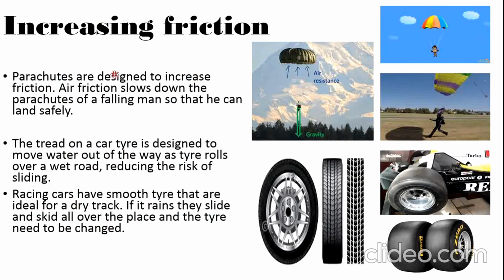Increasing friction. Parachutes are designed to increase friction. Air friction slows down the parachute of a falling man so that he can land safely. The tread of a car tire is designed to move water out of the way as the tire rolls on a wet road, reducing the risk of sliding.